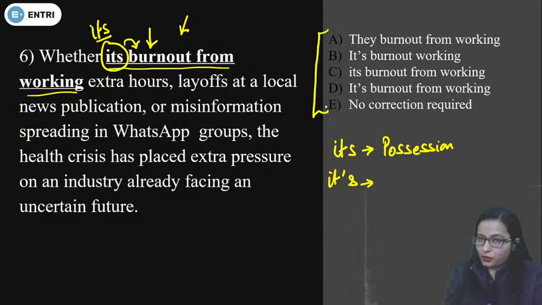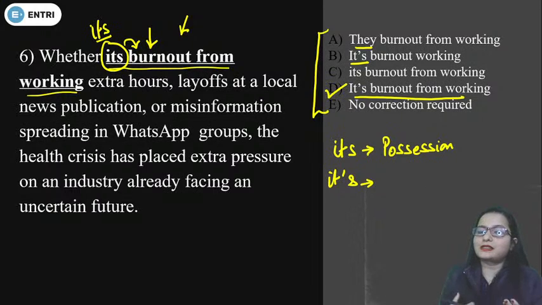You have these options. Out of these options, try to figure out where the problem is. "Whether they burn out", no, we cannot use "they" here. "Whether it's burnout working", okay, so it is written here with the apostrophe but without "from". So "from" is required here. We cannot eliminate "from". "Whether it's burnout from", that means it has burnout from working extra hours. So it should be "it's burnout from working". It means D is the correct option to replace this mistake or this phrase.